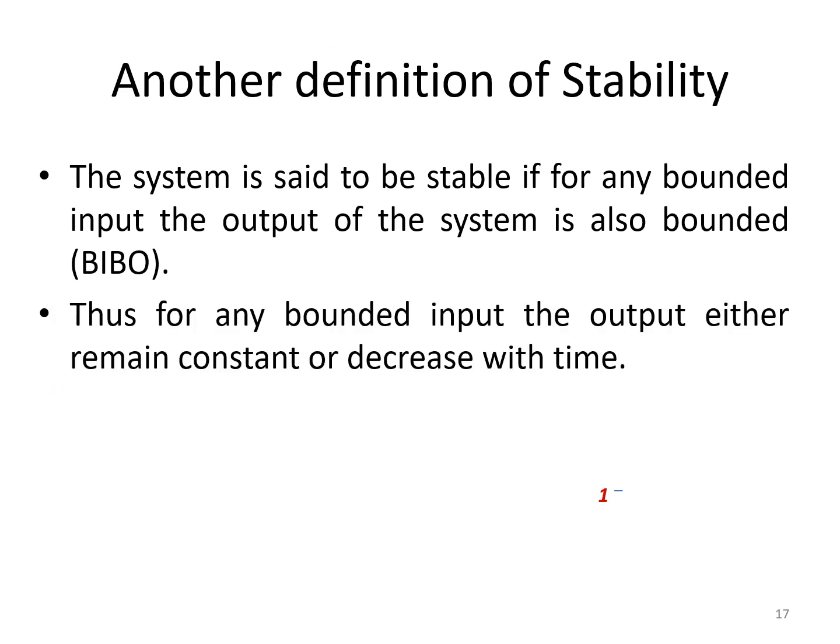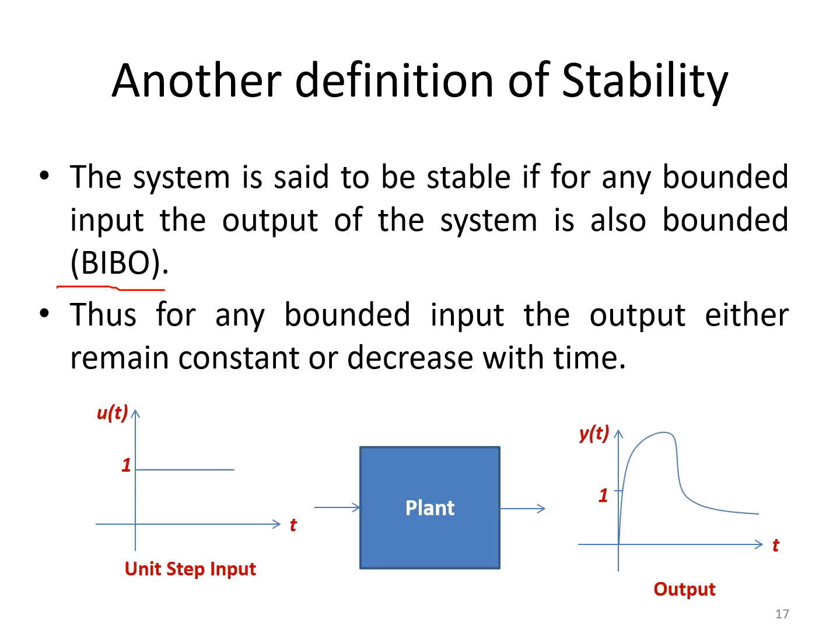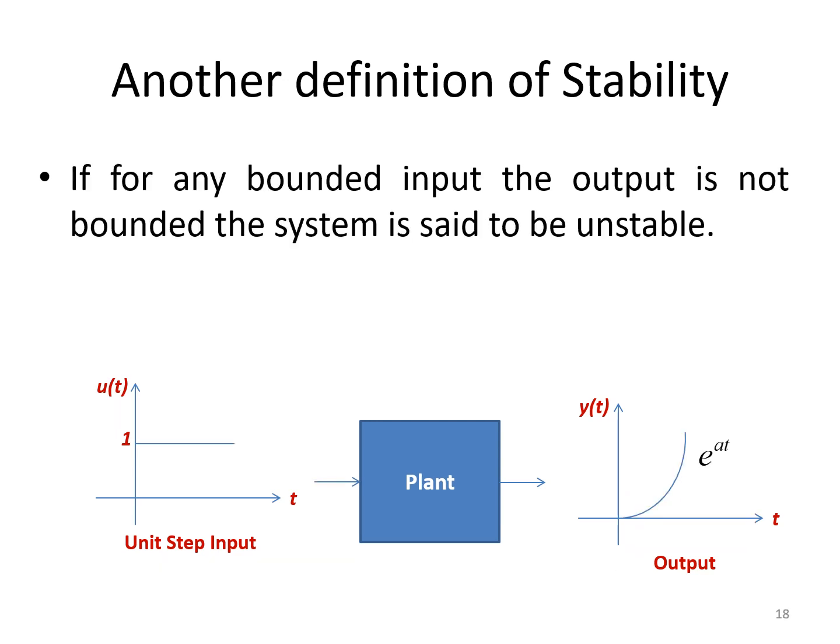Now coming to another definition of stability: the system is said to be stable if for a bounded input the system produces a bounded output, that is known as BIBO stability. Bounded input, bounded output. So for any bounded input, if the output is also bounded or constant, then the system is said to be stable. For example, if I give a unit step signal to a plant, and this is the output you are getting, then you have an overshoot in the response, and the system is said to be unstable in that particular case.